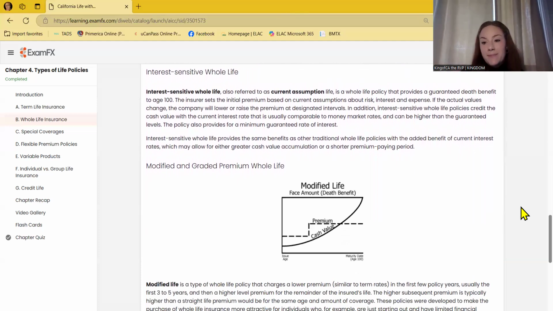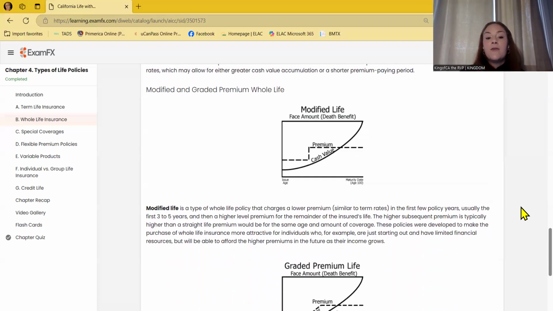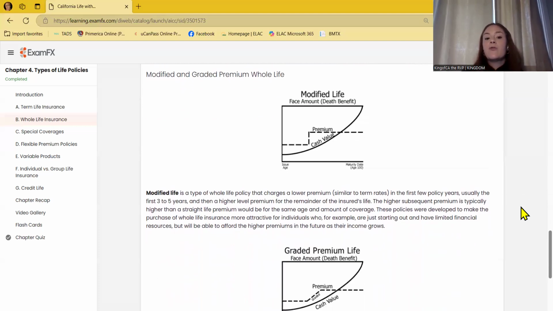We have other types of whole life as well that we will get asked maybe one or two questions about. So we're going to go over those, okay? The first one is going to be modified and graded whole life. Well, those are two separate things. Modified life and graded whole life. I'm going to show you how those work.